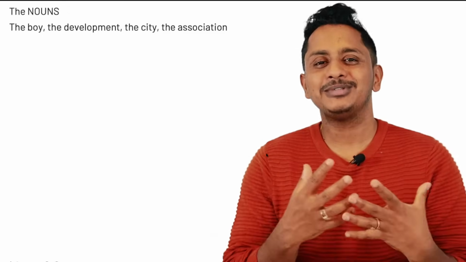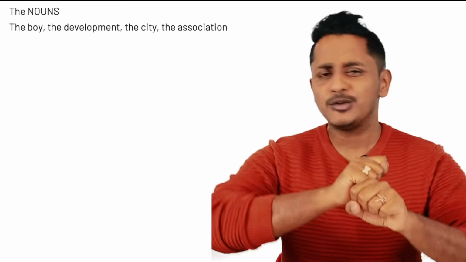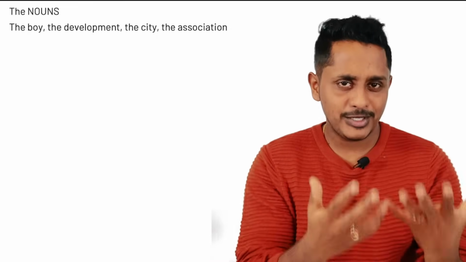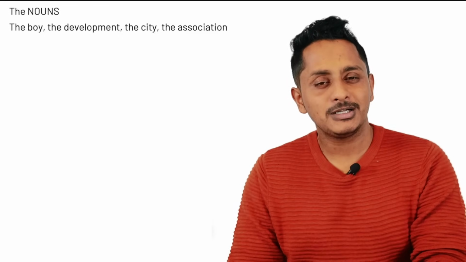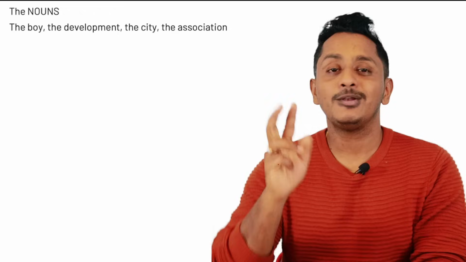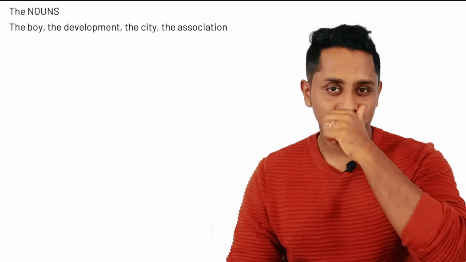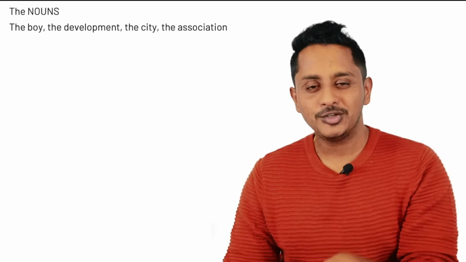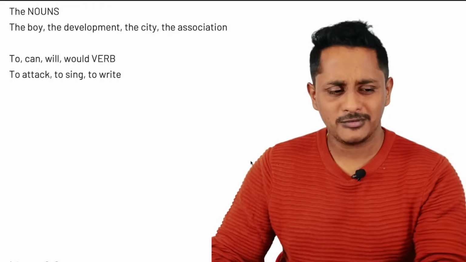Noun is something that goes with the word the. Don't worry, these are very simple concepts. I'll not drag much, I'll just be to the point. Noun is something that goes with the word the: the boy, the girl, the development. Develop is not a noun. The city, the development, the association, the relation, the relationships. They're all nouns. Something that goes with the word the, or a, or an. That's a noun.